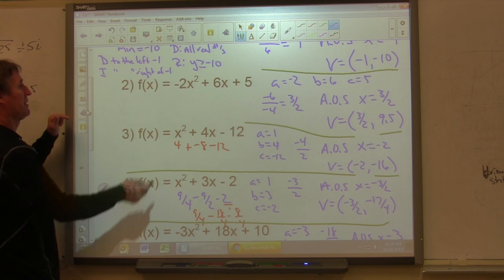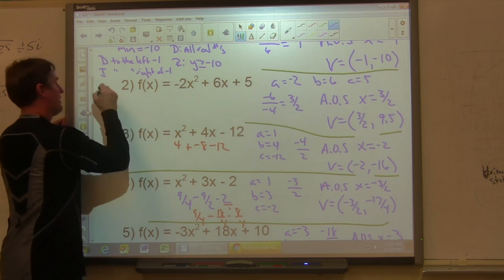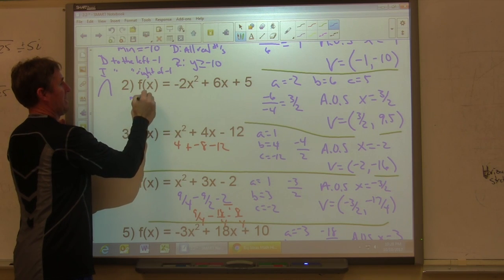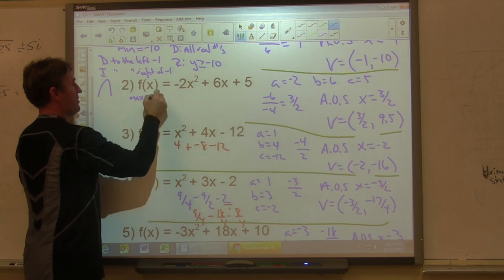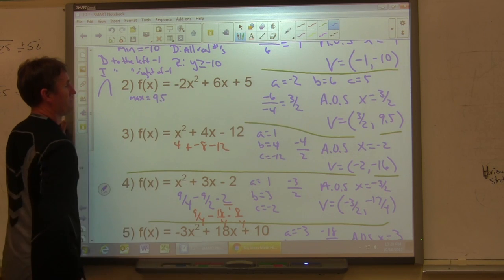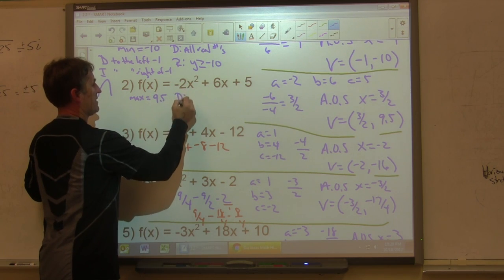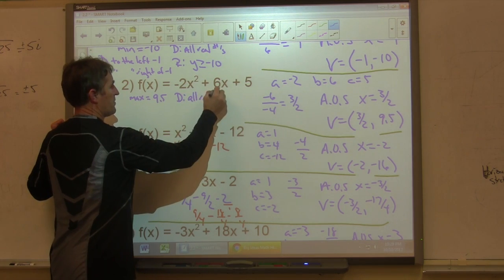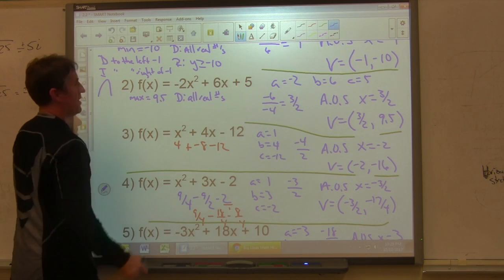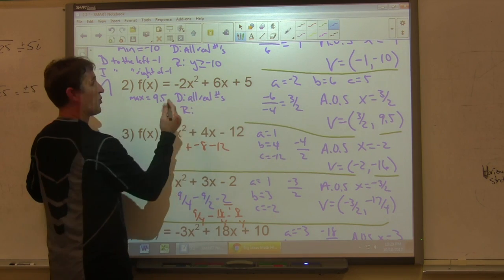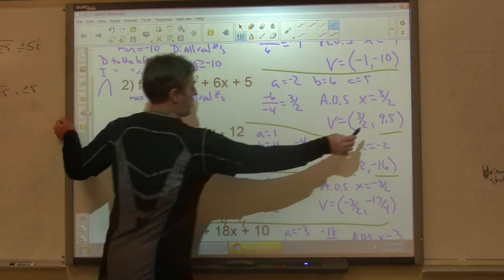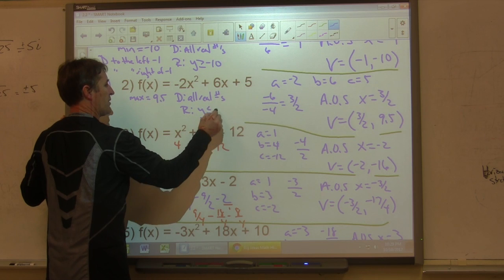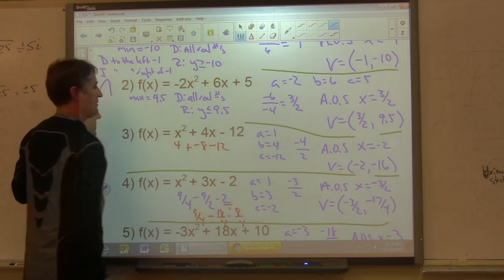So let's go again. This one is negative, so it opens down. So if it opens down, it has a max, and that max is, again, the y value, so 9.5. The domain is going to be always all reals. You can just put all real numbers, or all reals. The range is your y values. Where do our y values start? At 9.5, and they go down, so y is less than or equal to 9.5.